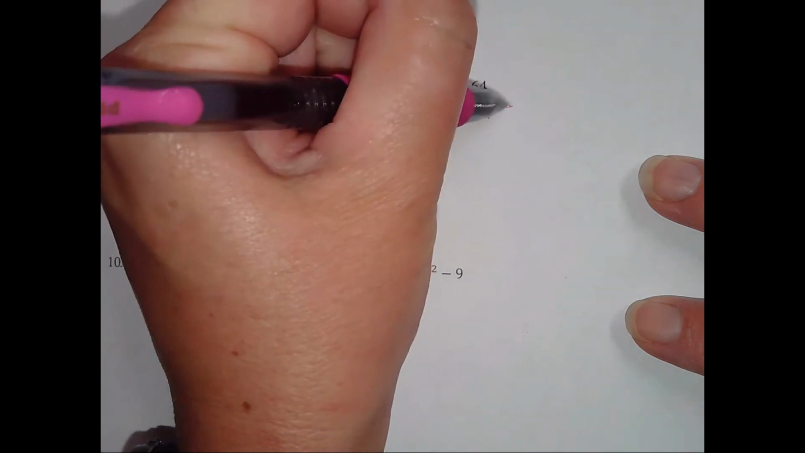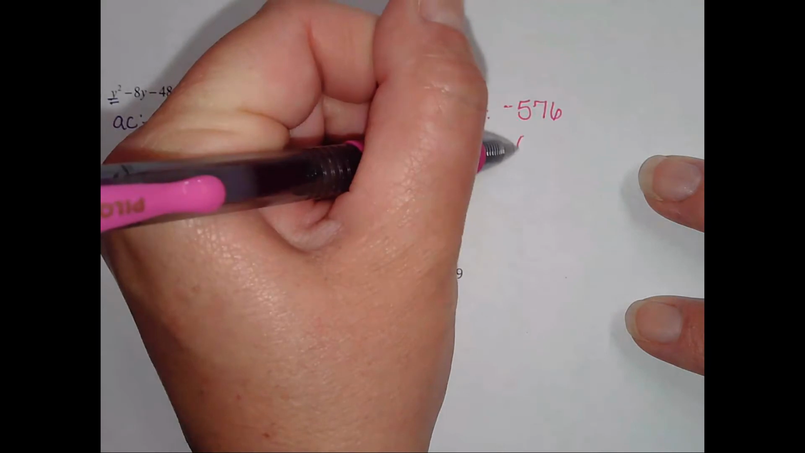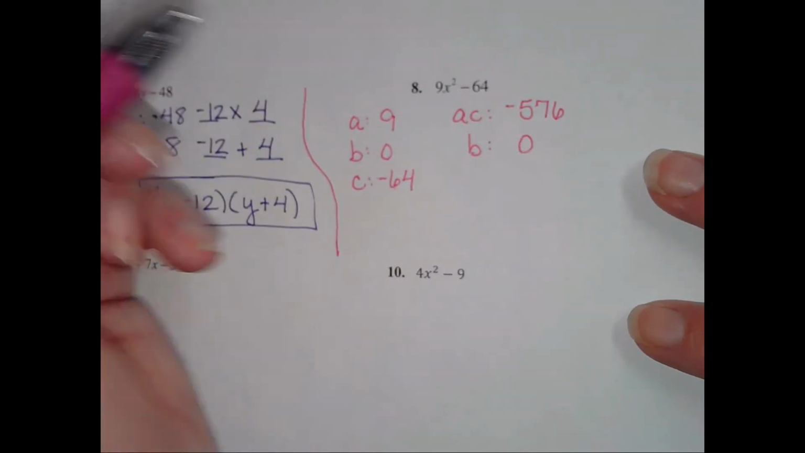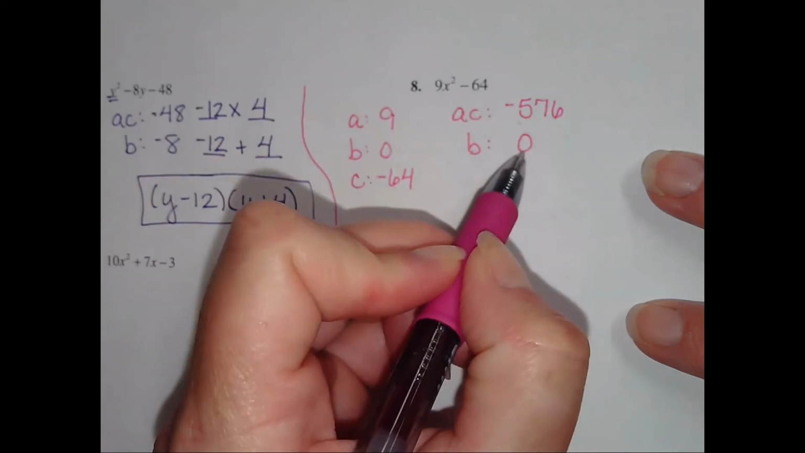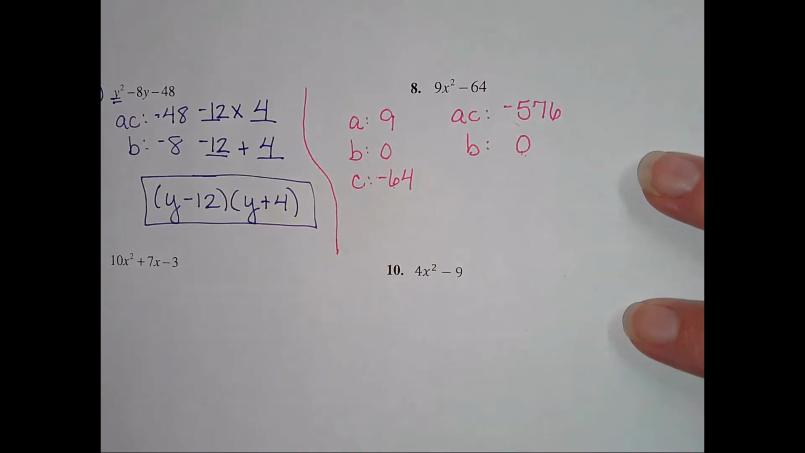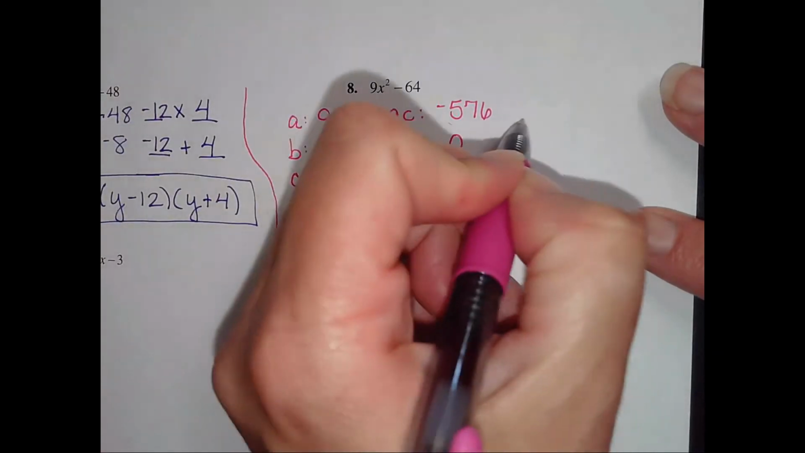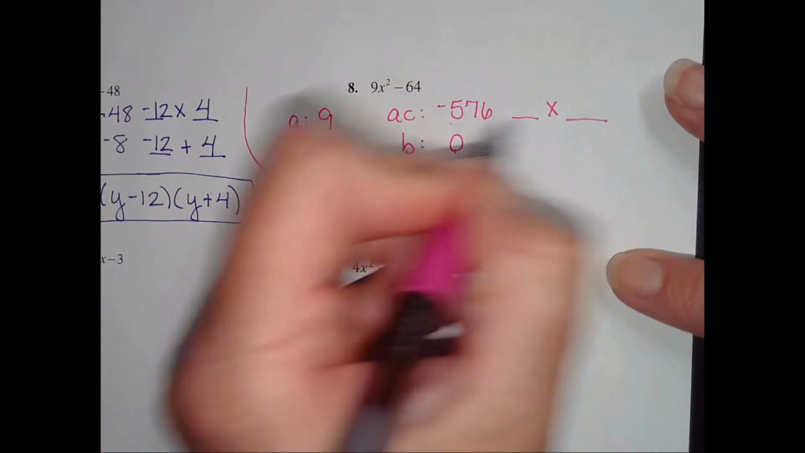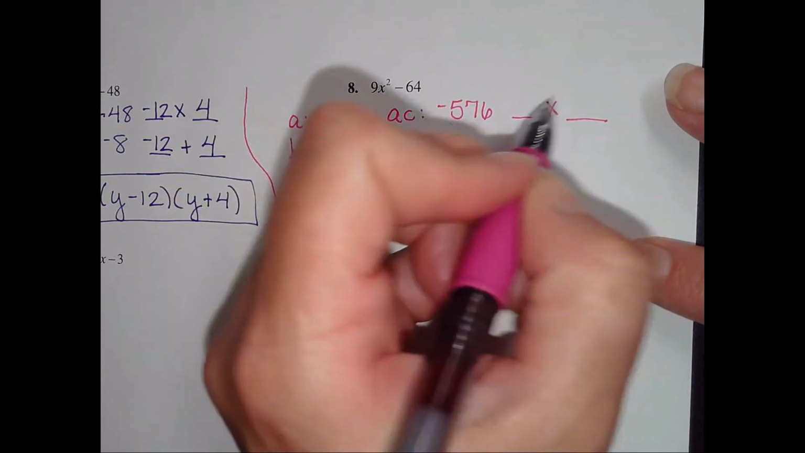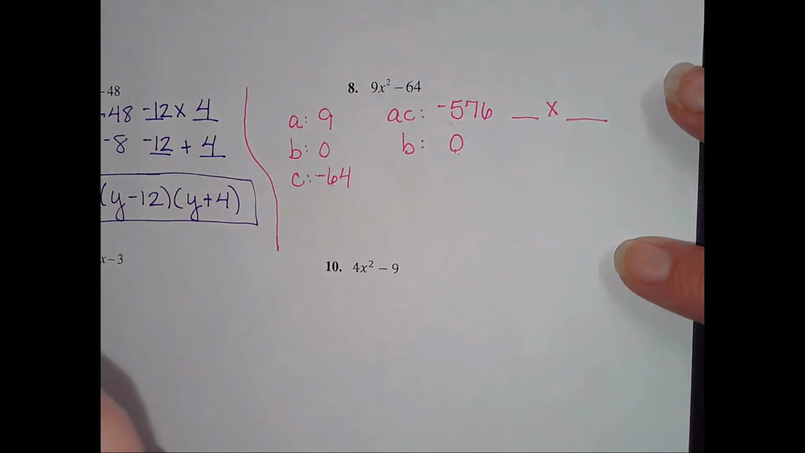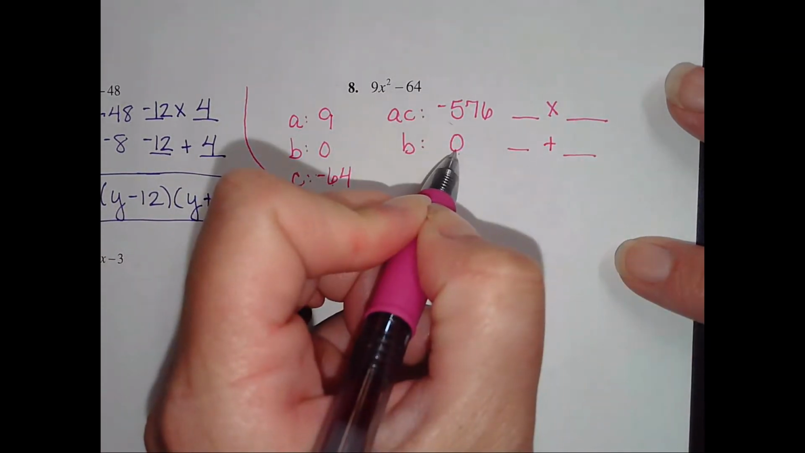Negative 576. And your B is 0. So even though this is a huge number, finding your numbers, and the fact that this is a 0, actually makes it easier for you to find your numbers. I know it might not seem like that now, but it is. Because now you're trying to find two numbers that multiply to get this negative 576. Because this is negative, that means one has to be positive and one has to be negative. Now, these same two numbers need to add to get 0.